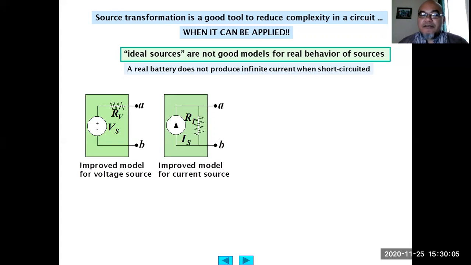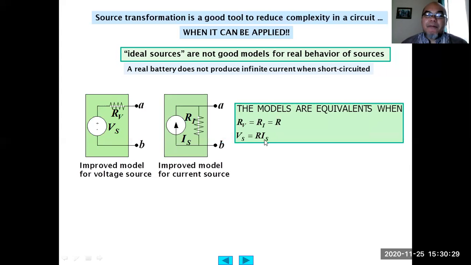Similarly, with an independent current source, there is actually a parallel resistor. Because if there is no such parallel resistor, when it is open-circuited the voltage will be infinity. When there is a resistor here, the voltage will equal the current multiplied by this resistor. So the models are equivalent when RV equals RI equals R, and Vs equals Is times R.